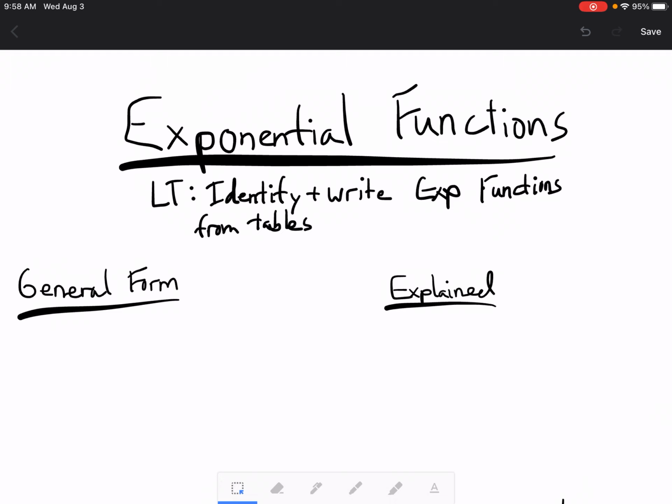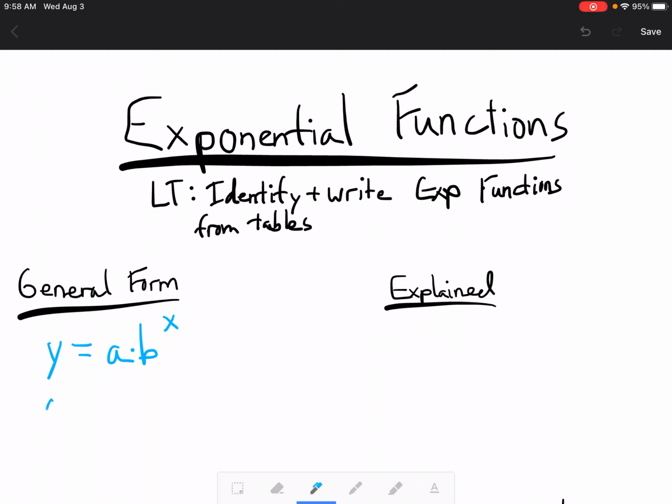So first, let me explain what the general form of an exponential function is, and then I want to try to explain sort of how it's different than other forms of functions. So we're going to define it as y equals a times b to the x. And then we have a couple of rules here.